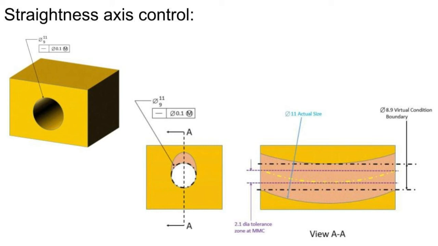Let's calculate the virtual condition boundary for this hole. For internal features like a hole, the virtual condition boundary is the innermost boundary. Here the innermost boundary is the hole size at the MMC, which is 9 inch, minus the straightness tolerance applied at the MMC, that is 0.1. So 9 minus 0.1, 8.9. So the 8.9 inch diameter is the virtual condition boundary, which is the innermost boundary for the hole. The part should not violate this virtual condition boundary.